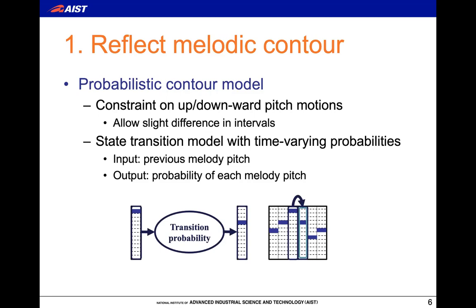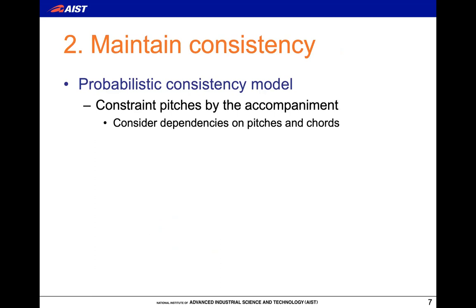Therefore, we have designed a state transition model with time-varying probabilities, where the probabilities control the pitch motion. The model accepts a one-hot vector representing the previous pitch and outputs probability to reach the current pitch. We can control how rigid the constraint is by the variance of the probability distribution. We have hand-tuned the parameter through experiments.